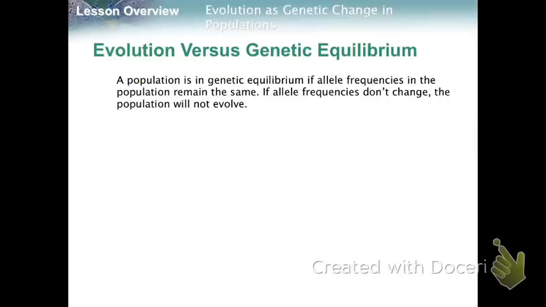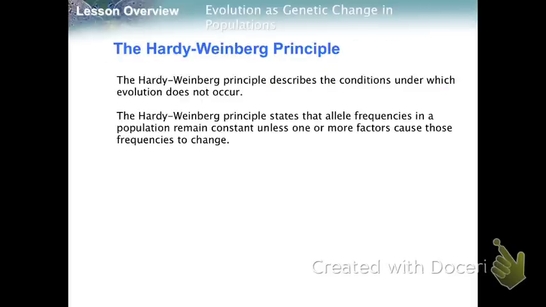So Hardy-Weinberg equilibrium says, in order for there not to be any shift in allele frequencies, and therefore no evolution, none of those is going to come into play. So a population is in genetic equilibrium if allele frequencies in the population remain the same. If allele frequencies aren't changing, as I just said, the population will not evolve. So there's no evolution if genetic equilibrium is in play. Very unlikely. So again, Hardy-Weinberg is saying that allele frequencies in a population remain constant, so that equilibrium will happen unless there's one or more of these factors that's causing the frequencies to change. So let's take a look.